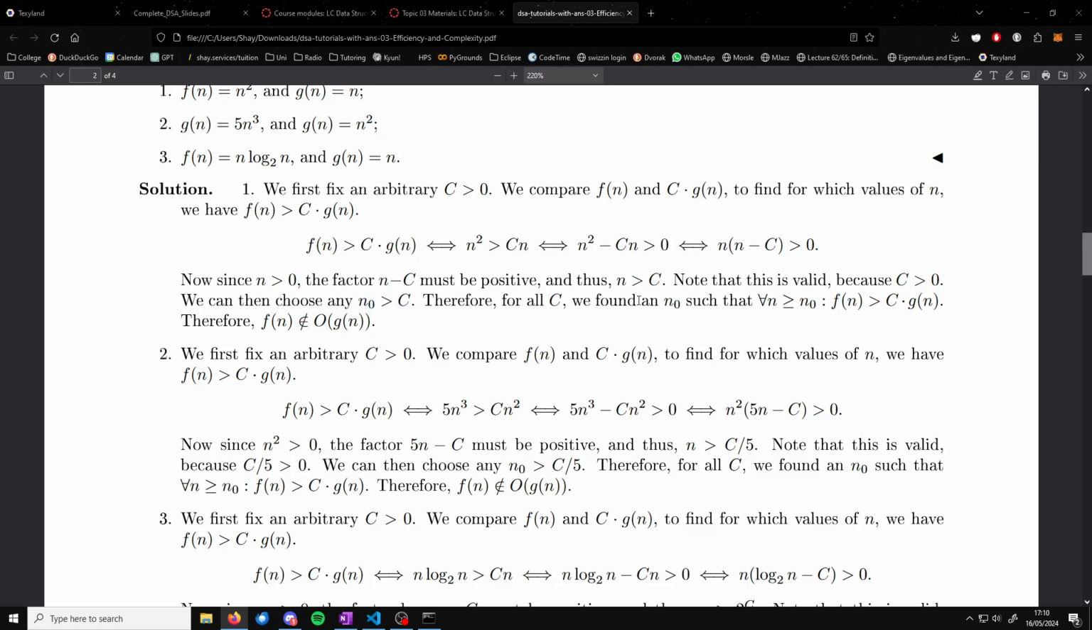So for all values of c, we found an n0 where this inequality holds, where this is not an upper bound for this. This is always going to be greater than this. So no matter what n0 we pick, for all possible constants greater than 0, we're always going to be able to find some n0 for which that inequality doesn't hold. And so we can say that f of n is not in O of g of n in that case.